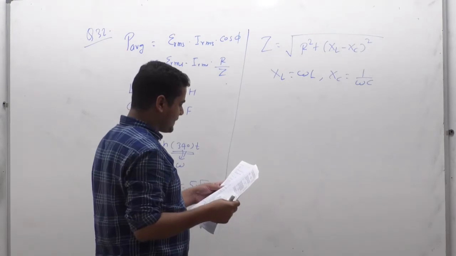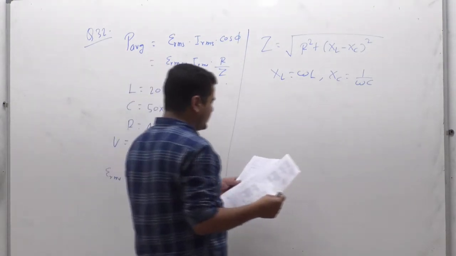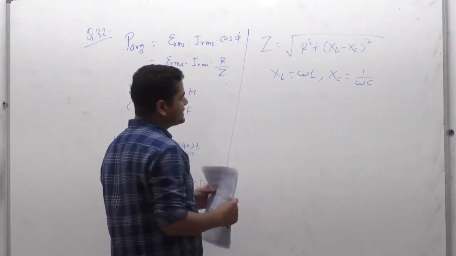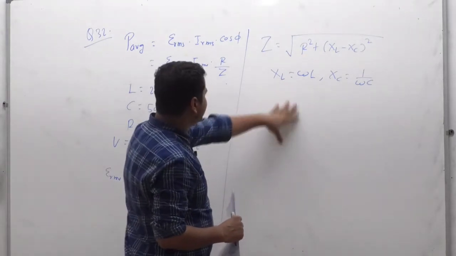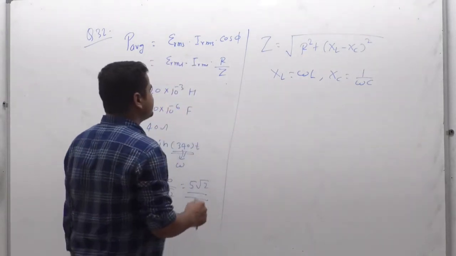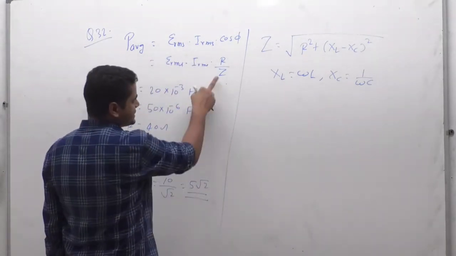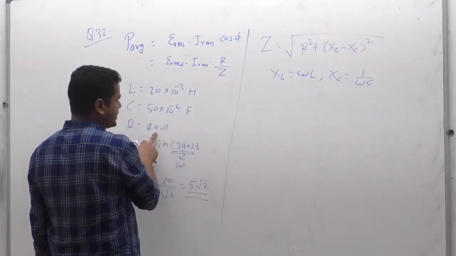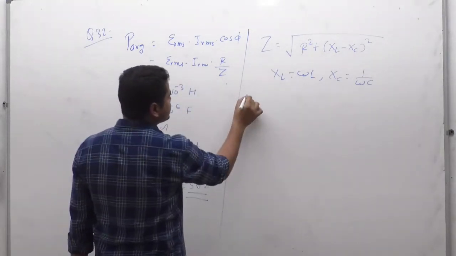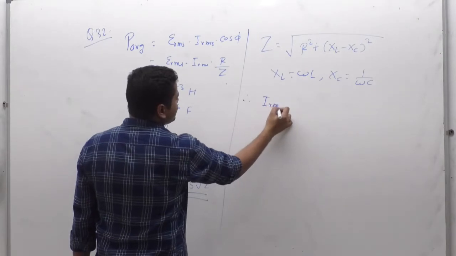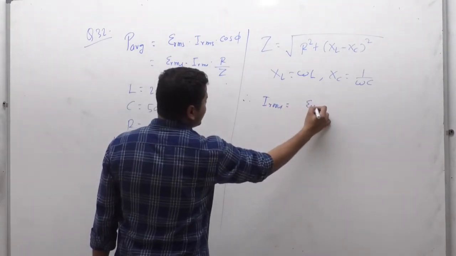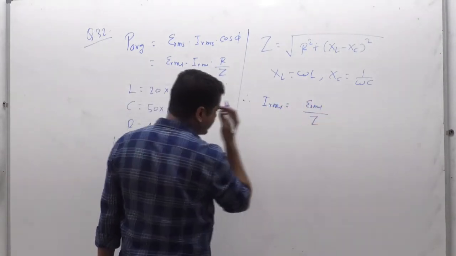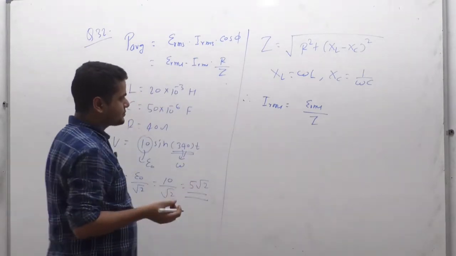how much? Correct, now we will get impedance, and once impedance is calculated, then we can substitute the value of impedance at this point. Resistance is already given as 40 ohm. And what about IRMS? See, IRMS is equal to ERMS upon Z. So you can put like this.